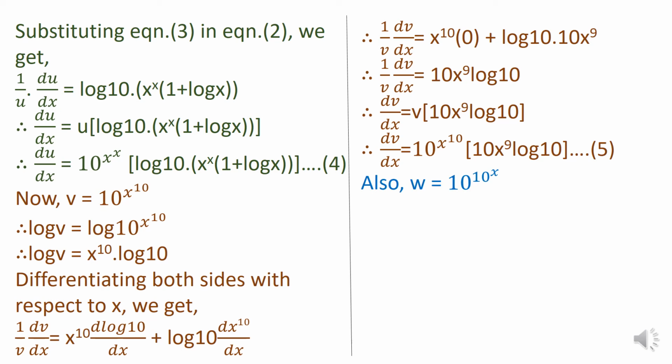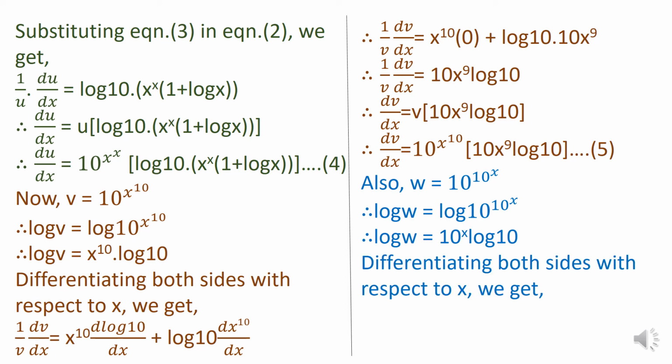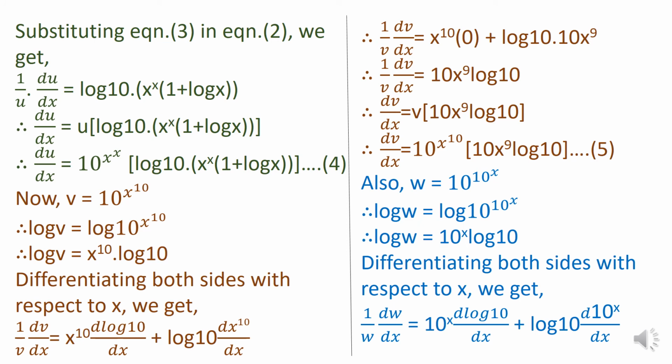We also have w as 10 raised to 10 raised to x. So log w is equal to log of 10 raised to 10 raised to x. And then log w is equal to 10 raised to x log 10 in the usual manner. Differentiating both the sides with respect to x, we are going to get 1 upon w dw by dx is equal to 10 raised to x, derivative of log 10, plus log 10, the derivative of 10 raised to x.